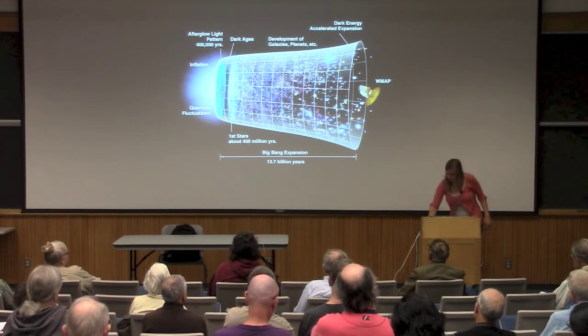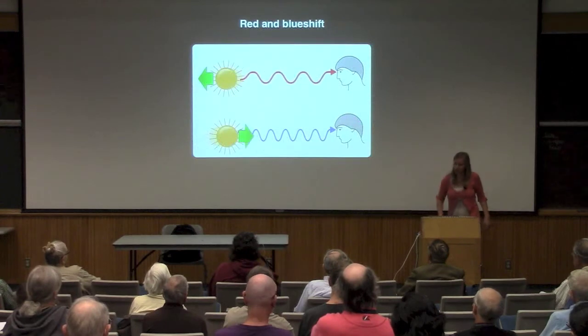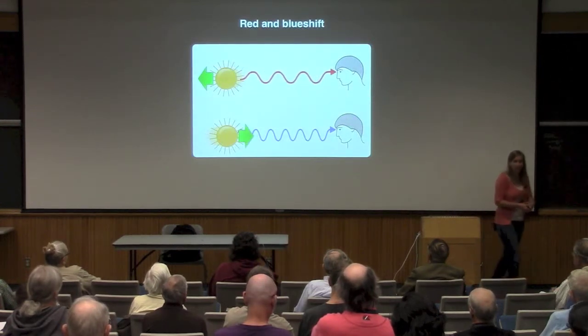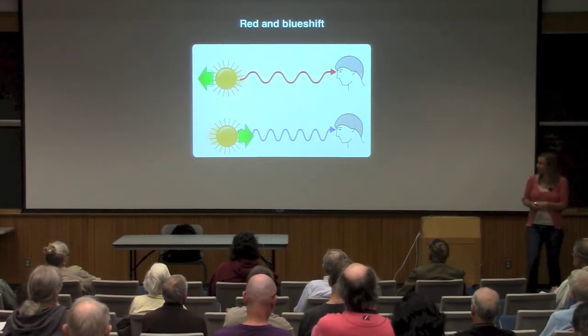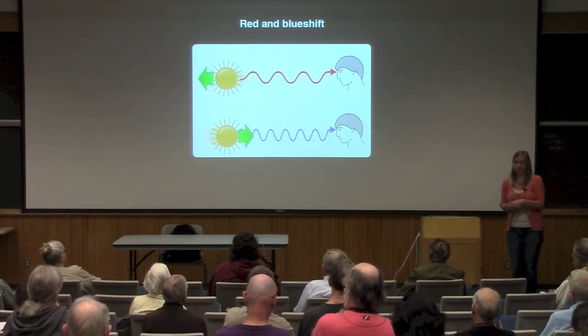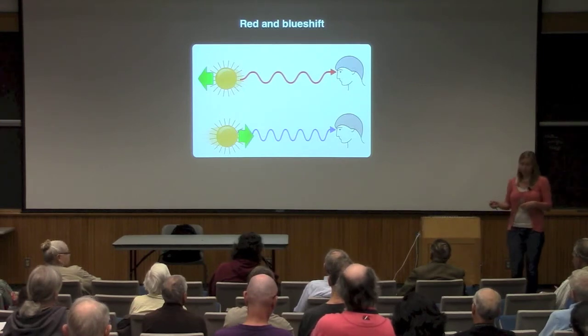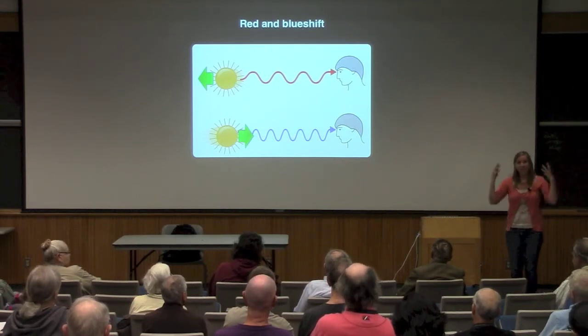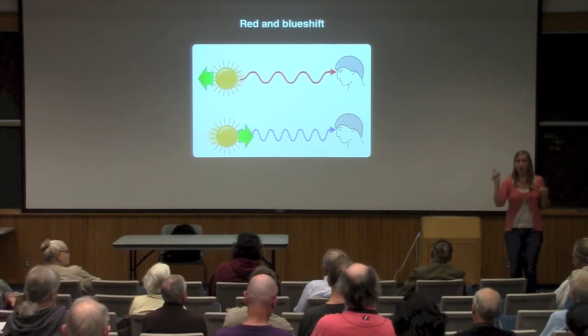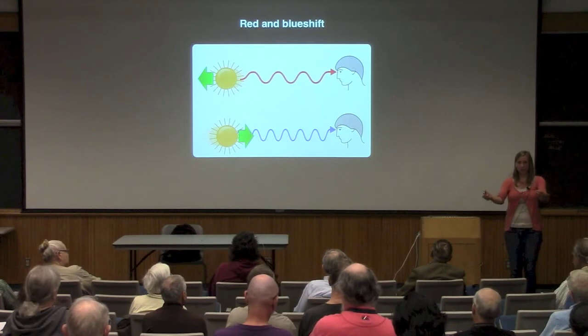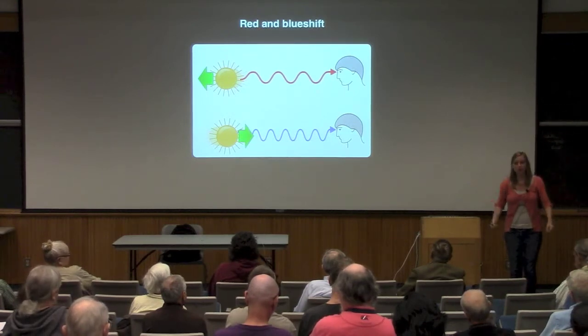So another thing that helps us is that we can actually determine that from the speed of the light. If an object, a galaxy for example, is moving away from us, as you can see here, the radiation or the photons or the light that's coming towards us will be altered in wavelength. If something comes towards us, it becomes bluer. If something moves away from us, it becomes redder.